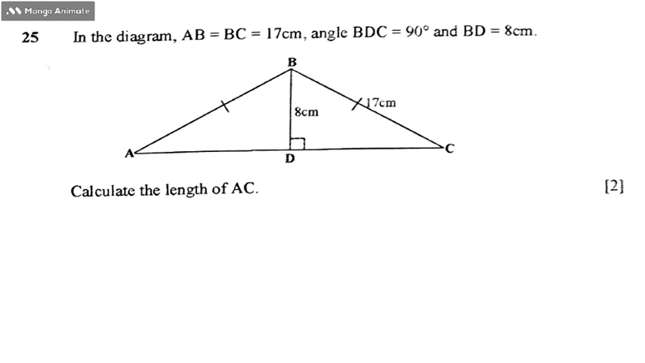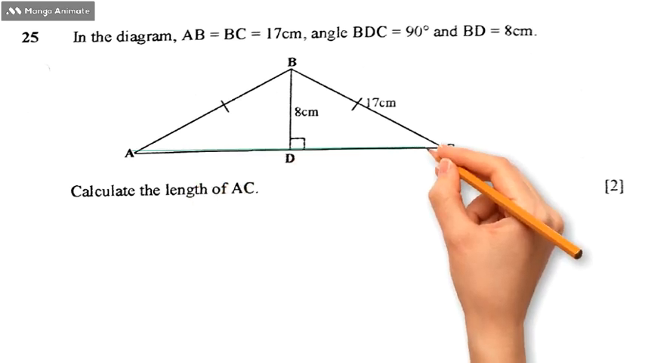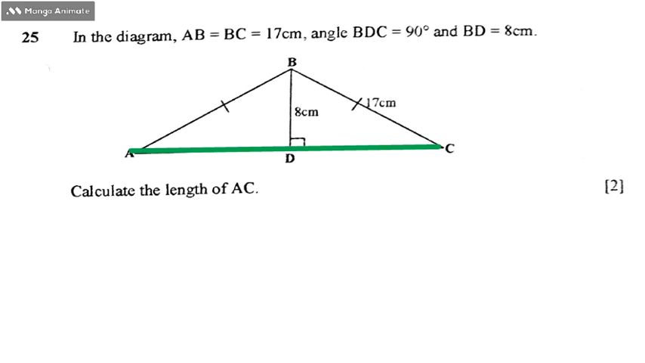So, we should identify the length we want to calculate, that is AC. Since the sides of this triangle are equal, these sides which I'm talking about, AB and BC, are equal. And these two triangles are meeting at 90 degrees. That means the length AD and the length DC are also equal. We should bear that in mind.